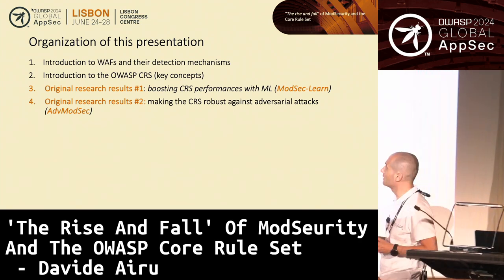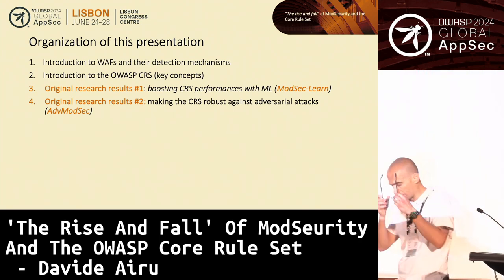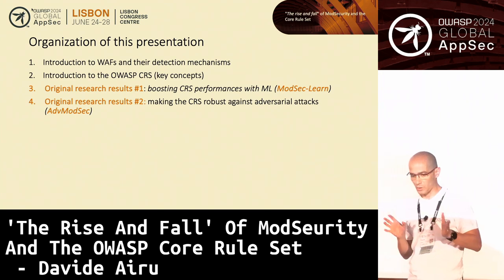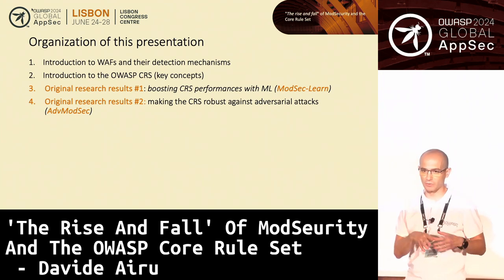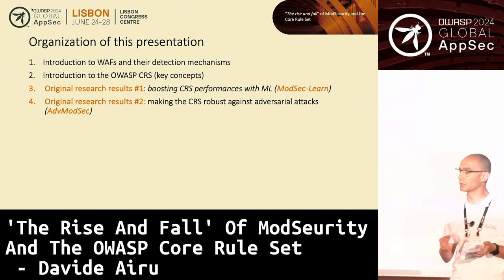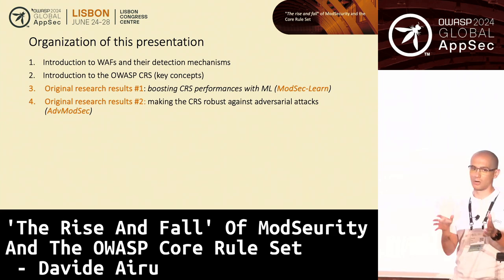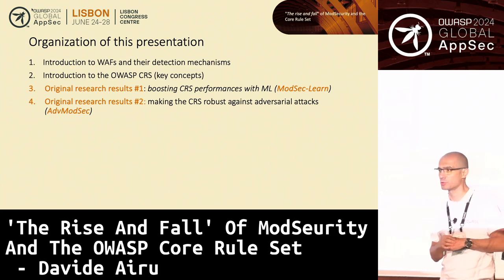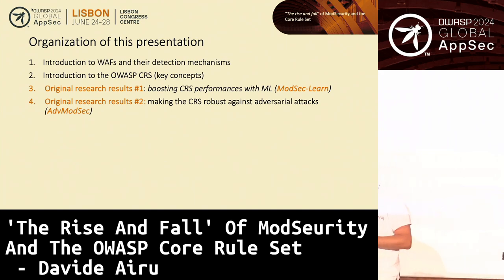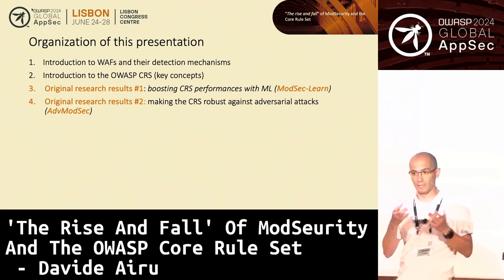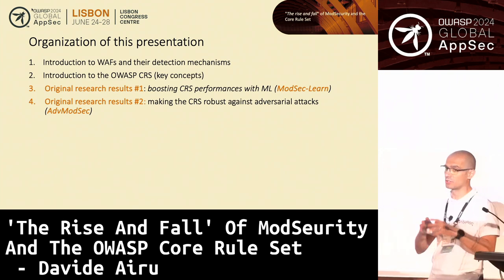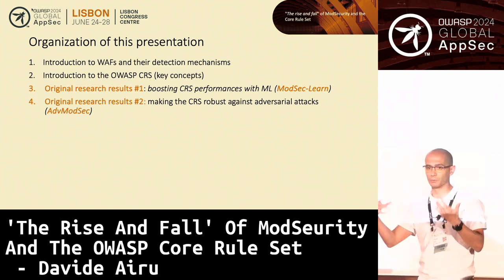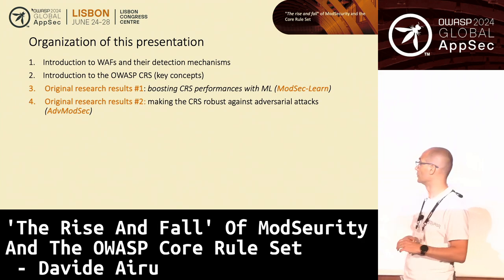So, what is within this presentation? In the first part, I will recall some context regarding web application firewalls and the core rule set, just key concepts, because I'm sure the largest part of you is already very well aware of them. Just trying to recap the ideas that we need to understand the second part of the talk.